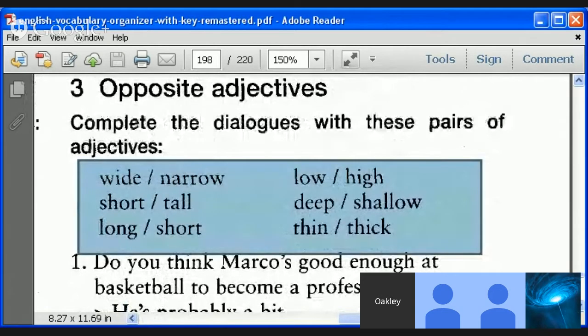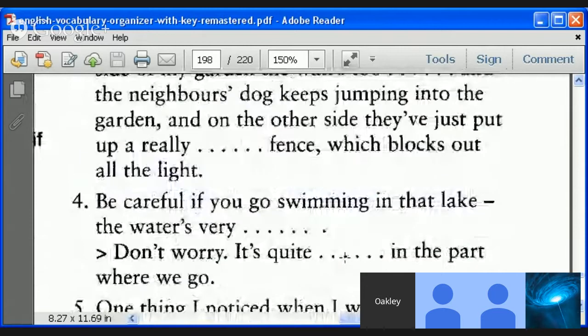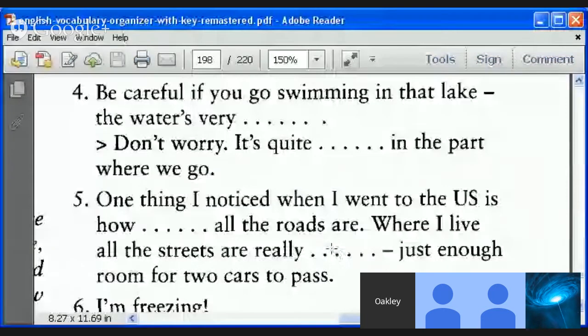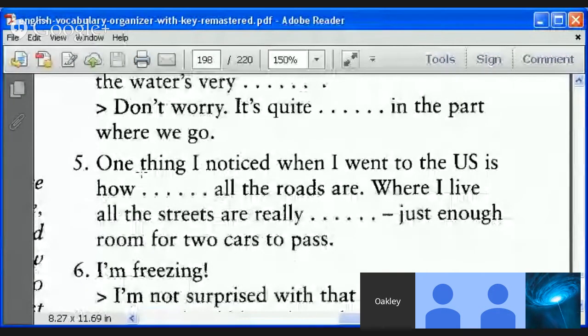I think wide and narrow. I think you're right. Very good. And that's true. As an American, everyone always says that the roads in the United States are very wide. So the first one is wide, and the second one is narrow. That's right. Where I live, the roads are also very narrow, barely enough room for 2 cars. How about where you live, Mustafa?